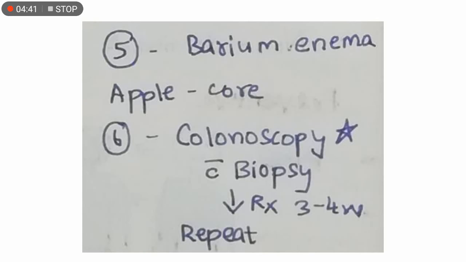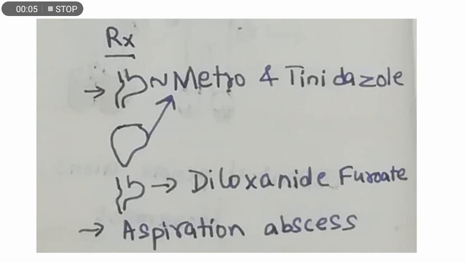And the colonoscopy picture we already saw. After treatment, we have to repeat the colonoscopy with biopsy after 3 to 4 weeks. Within 3 to 4 weeks, it will get better anyway. If it is still persistent, a biopsy should be taken, because we have to rule out colonic cancer. After that, treatment has to be initiated.